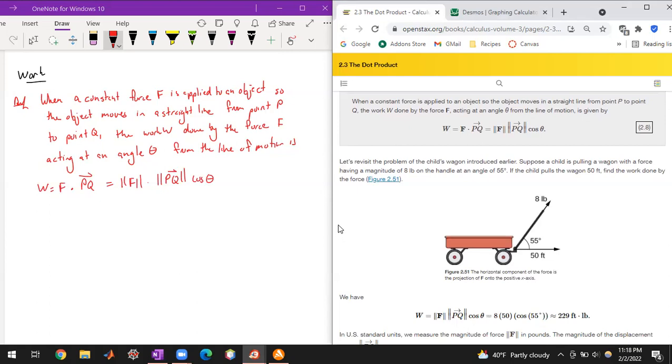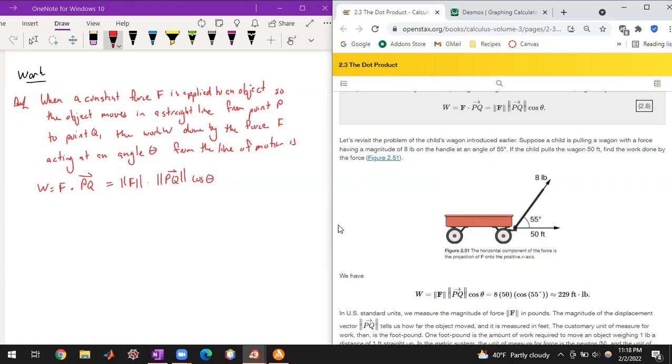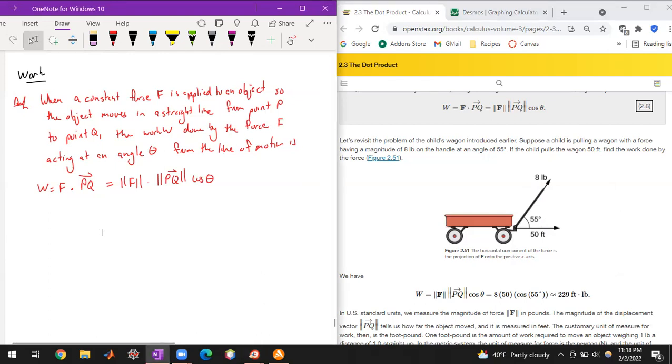All right, so let's revisit the problem of the child wagon introduced earlier. Suppose a child is pulling a wagon with a force having a magnitude of 8 pounds on the handle at an angle of 55 degrees. So if the child pulls the wagon 50 feet, let's find the work done by the force. Let me go ahead and copy this image in.